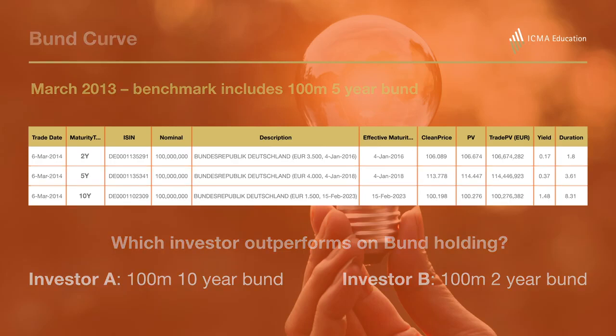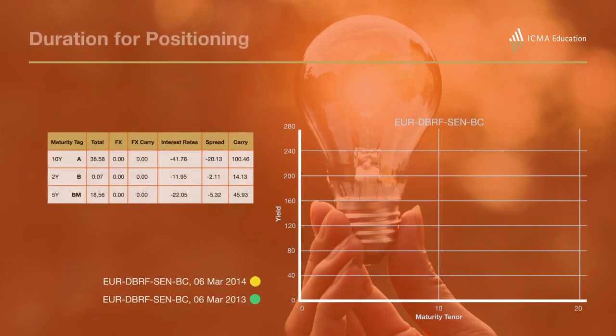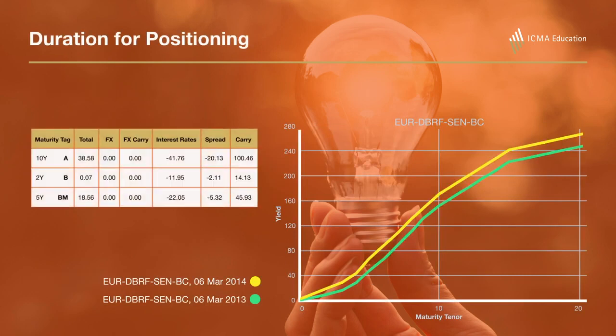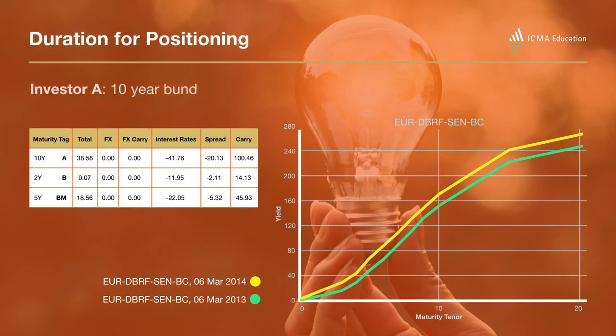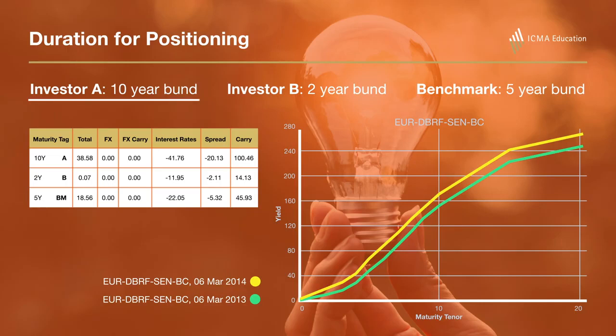But actually, when we look at the performance over the year shown in this table, investor A in the 10-year bond earns 38.5 basis points, whereas investor B in the 2-year bond earns 0.07 basis points, almost nothing. And the benchmark earns 18.5 basis points over the year. So actually, investor A ended up outperforming, even though we thought investor B would. So we seem to have confused everyone.